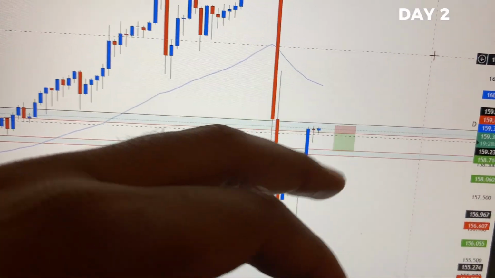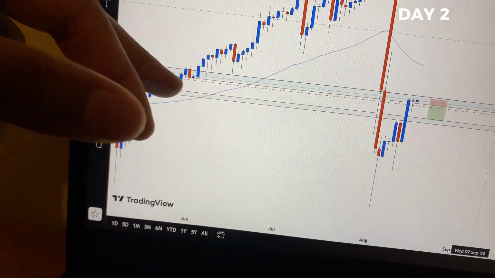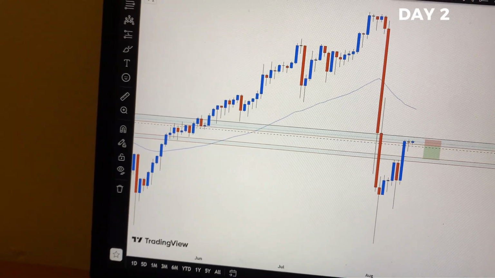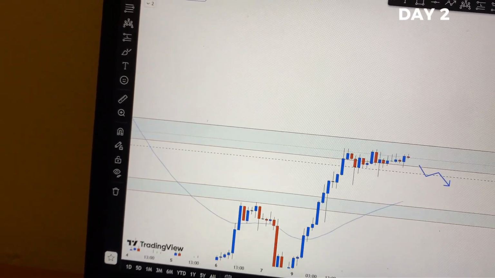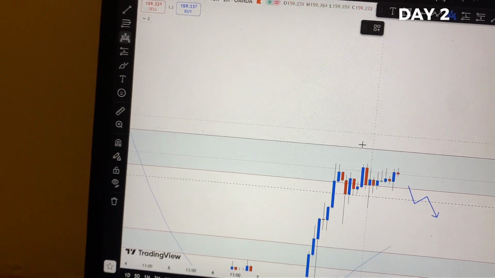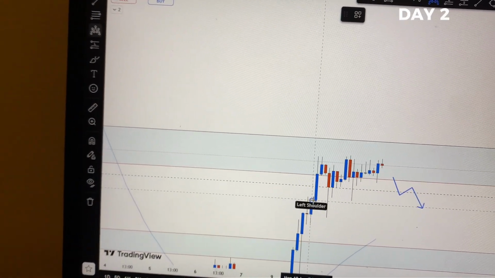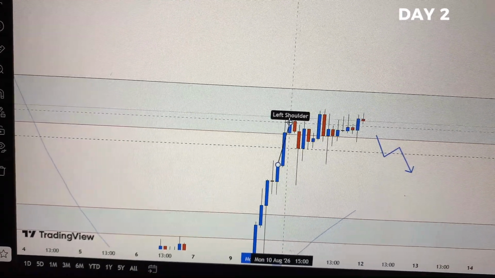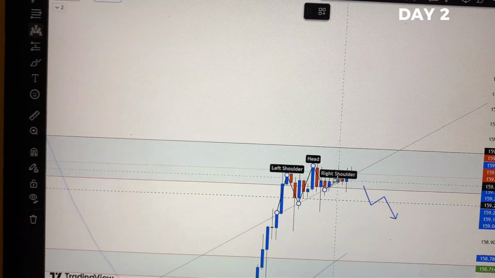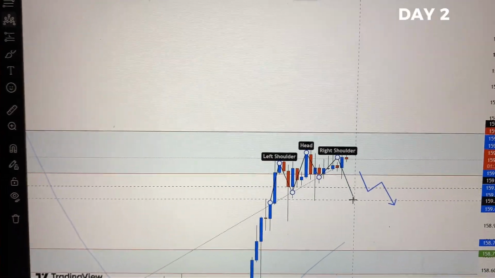So guys, market update. Let me show you what the market has done so far. On the JPY, I love how this daily candlestick closed, rejecting this area of interest right here. All I'm waiting for is a head and shoulders, the confirmation of this head and shoulders right here. Let me show you guys. Here I have the left, here I have the head, and I'm waiting for the right shoulder.